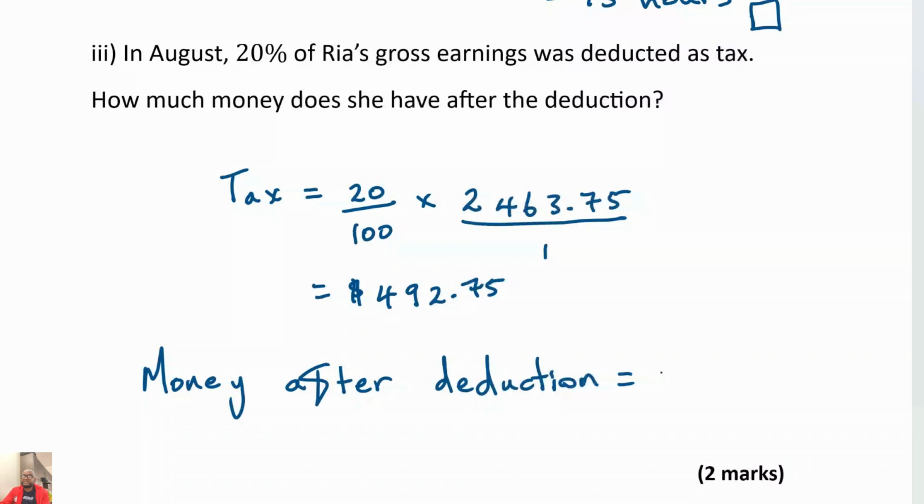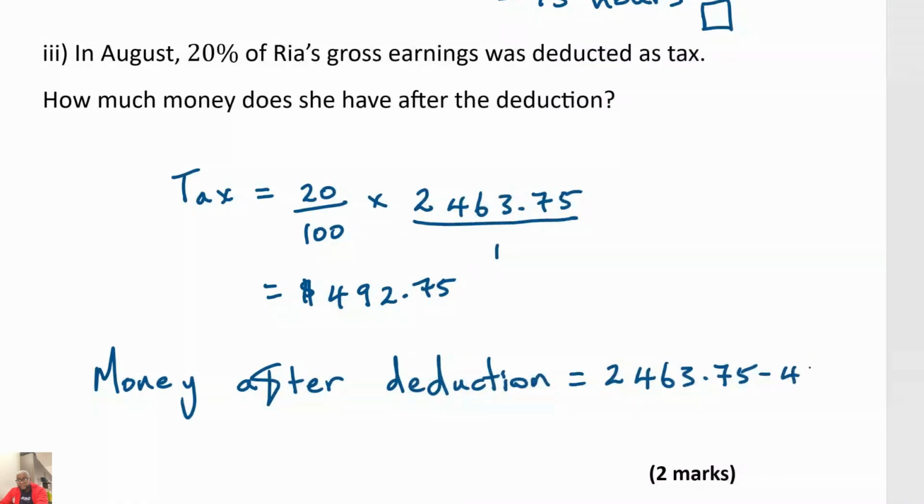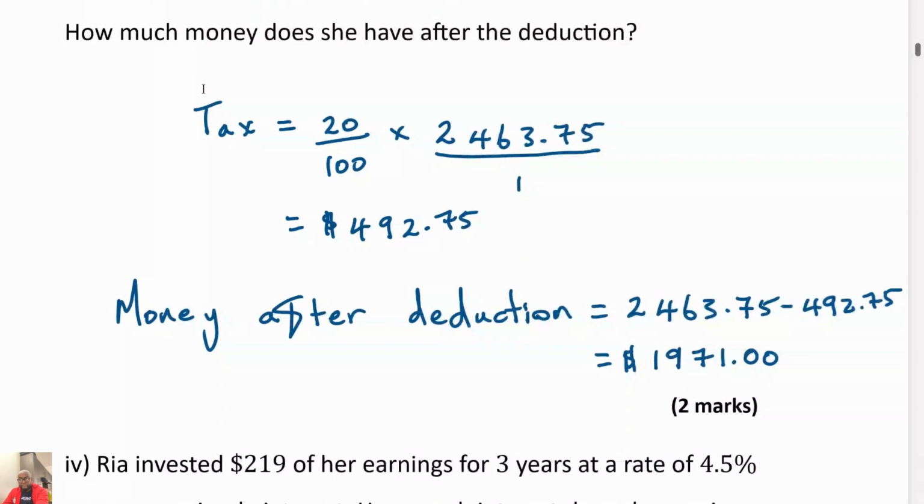Right? So what am I minusing? $2,463.75 minus the $492.75. How much money do I have after the government takes the tax? 1,970.75? 1,971. That's how much money the government leaves us with, right?